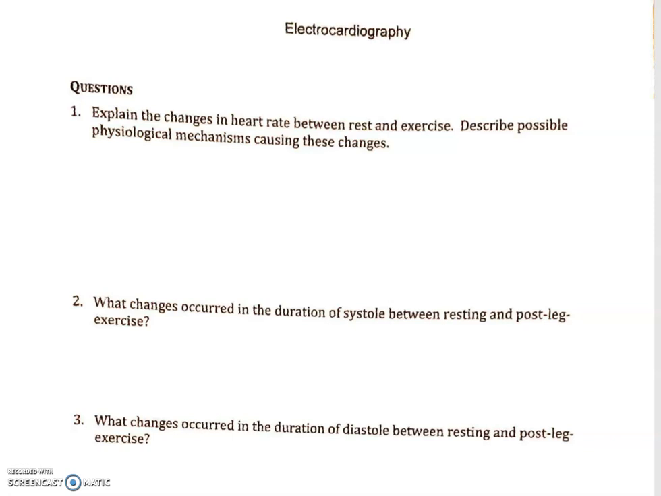We're continuing here with some answering of the questions that are in the EKG lab. And the first question here is explain the changes in heart rate between rest and exercise. I think we're all clear that in exercise the heart rate goes up. The physiological mechanism causing this change would be that your muscles are demanding more oxygen, so you need to deliver more oxygenated blood to the muscles, and for that you need to increase your heart rate to increase your cardiac output in order to meet the new demand.